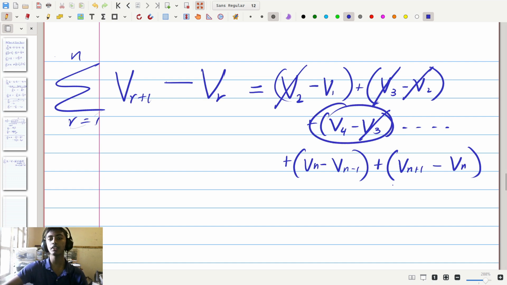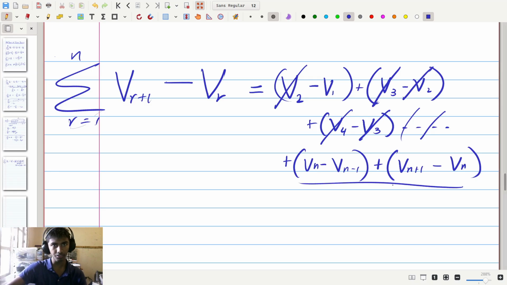The term after this term would contain a negative v of 4. So therefore this v of 4 would cancel to that negative v of 4. It would also contain a positive v of 5, which would cancel out for the next term. This would continue on and on and on until we get to the very last terms.